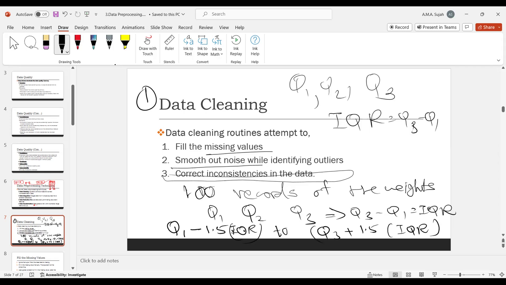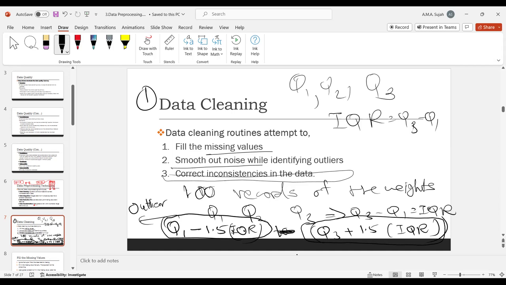So this is one range. Now you know Q1, Q2, Q3, they are some values. You need to find if there are any values below this lower value. If there are any data points below it, you can say that is an outlier. Similarly, if there are any values above the upper value, then that is also an outlier. So you need to check each and every data point whether it comes within this range, above it, or below it. For each of the 100 records, you need to check whether it's an outlier or not.